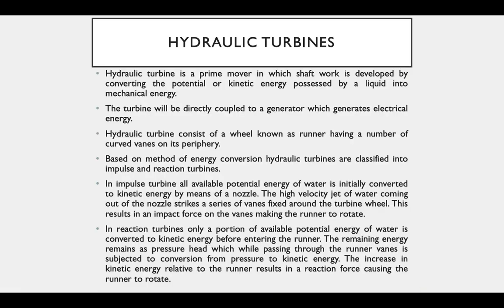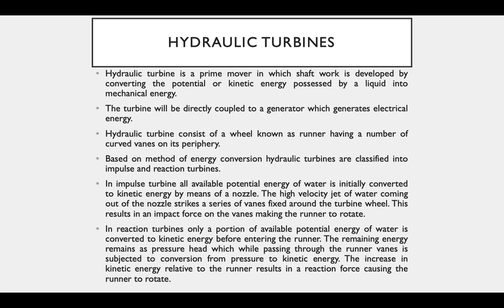Now moving on to hydraulic turbines. Hydraulic turbine is actually a prime mover in which shaft torque is developed by converting the potential energy or kinetic energy possessed by liquid into mechanical energy. So basically turbines are devices which are used to produce mechanical energy. So turbines can be gas turbines or steam turbines or hydraulic turbines. Here we will be discussing only hydraulic turbines. So the working fluid is water.